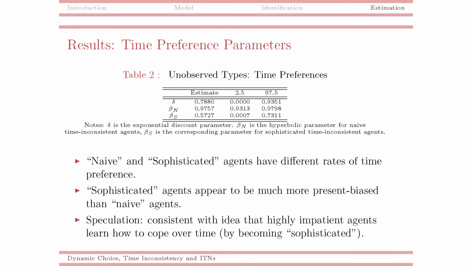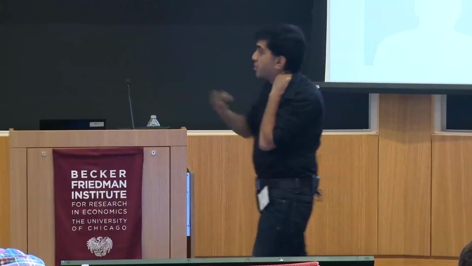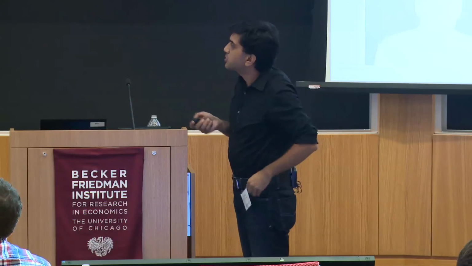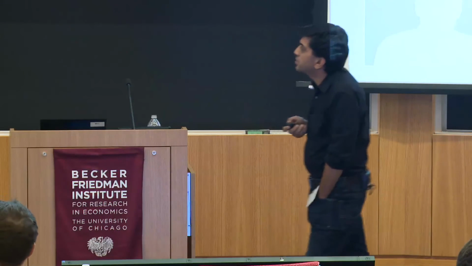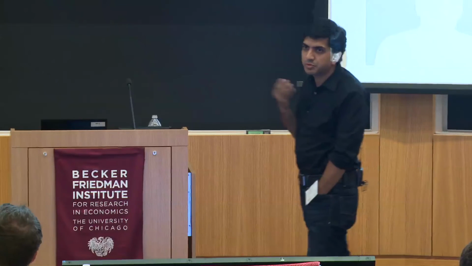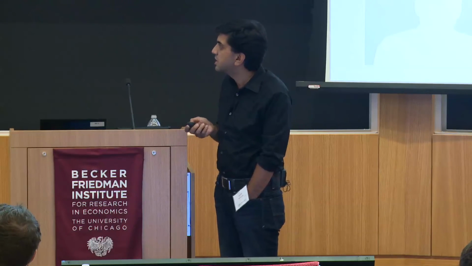Now, this is not a model about learning or about agents learning about their type, but there is recent work in micro that thinks about agents learning about their time inconsistency, and certainly these findings are consistent with the idea that it's highly impatient agents who know about their type and learn to cope with their inconsistency over time by becoming sophisticated. Okay, but this is not a paper about learning. So one of the things that we want to do here is improve how we compute our confidence intervals. So far, we've implemented a minimum distance approach. We are at the moment implementing a maximum likelihood procedure to see if that improves matters.